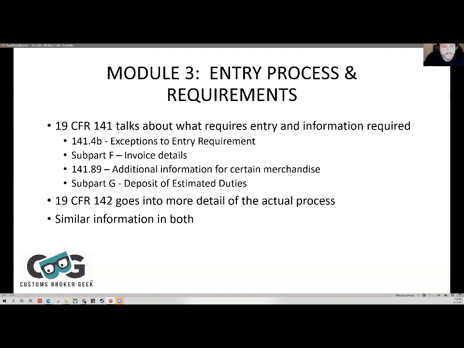19 CFR 141 talks about what requires entry and what information is required. It's important to remember that the importer is ultimately responsible for duty payment. They can pay it themselves, or the broker can pay it on their behalf, and the importer pays the broker. So it's either the importer paying directly to Customs, or the broker paying directly to Customs and then billing the importer.